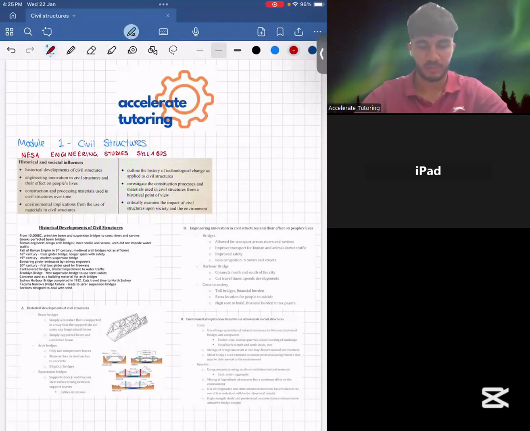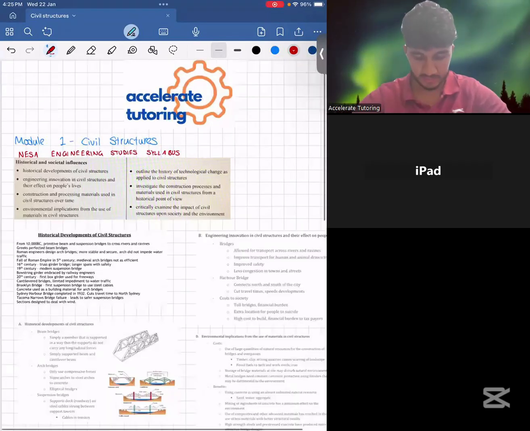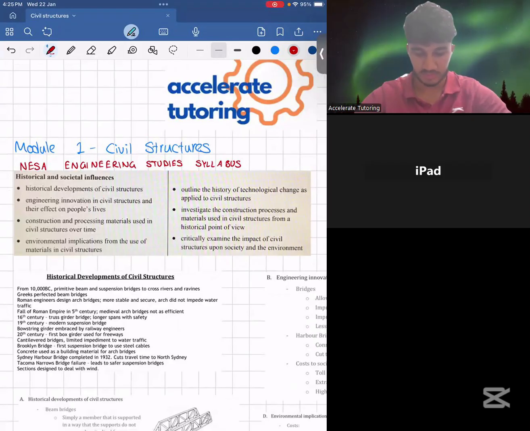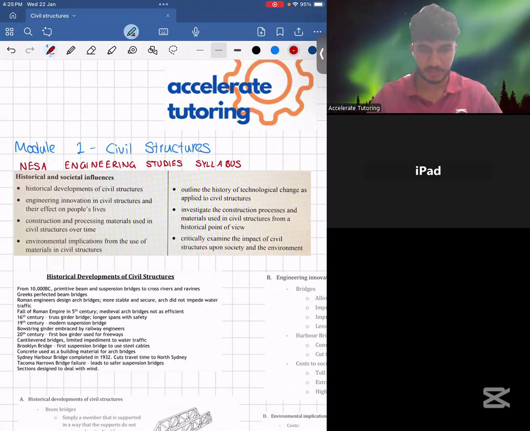Today we're going to be going through the first subtopic of Module 1 of the HSC Engineering Studies syllabus, and Module 1 obviously is Civil Structures, and the first component of this module is the Historical and Societal Influences part. Now this is probably the smallest and easiest topic to understand for any of the four modules. All four of them do have this, and it's relatively easy to pick up. It's all theory-based, there's no real engineering applications being applied, it's more theoretical.